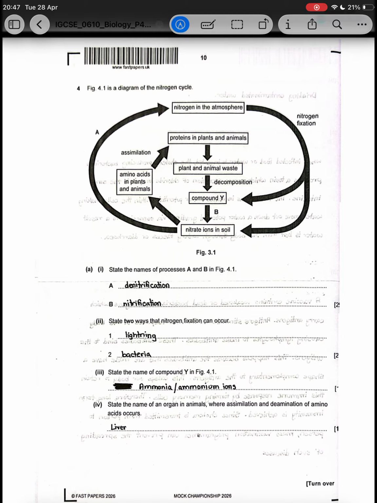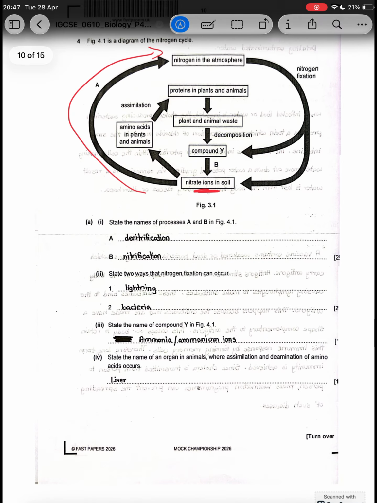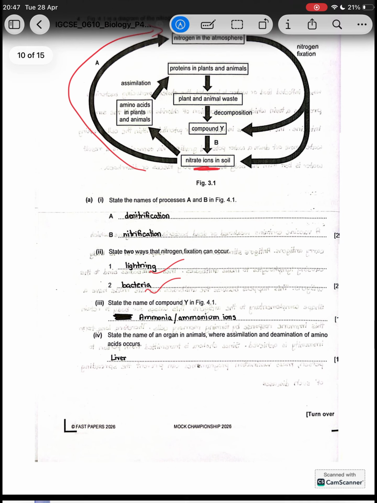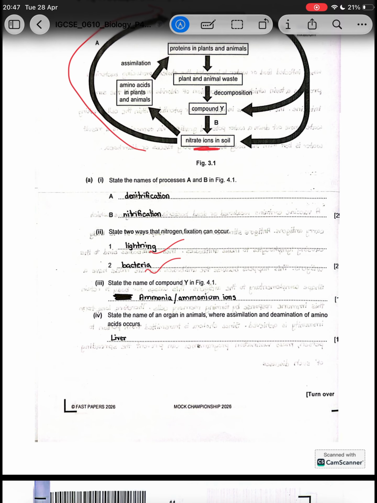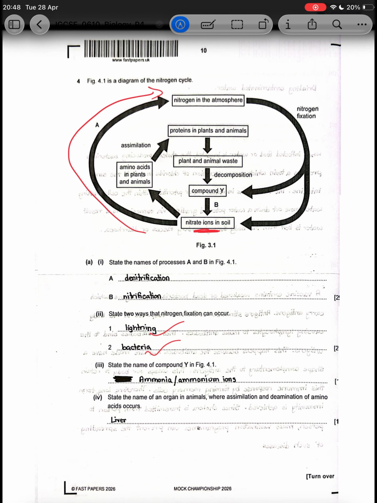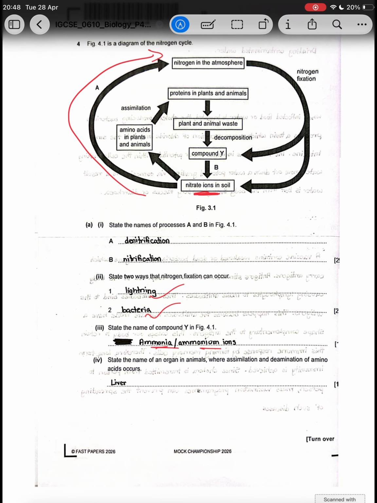It's shown by nitrate ions in soil, and this is obviously the ions and gas going back to the atmosphere. Okay, state 2 ways that nitrogen fixation can occur. So it's lightning and bacteria. And say the name of compound Y in figure 4.1, and it will be ammonia or ammonium ions, because that is what is being broken down into nitrate ions.